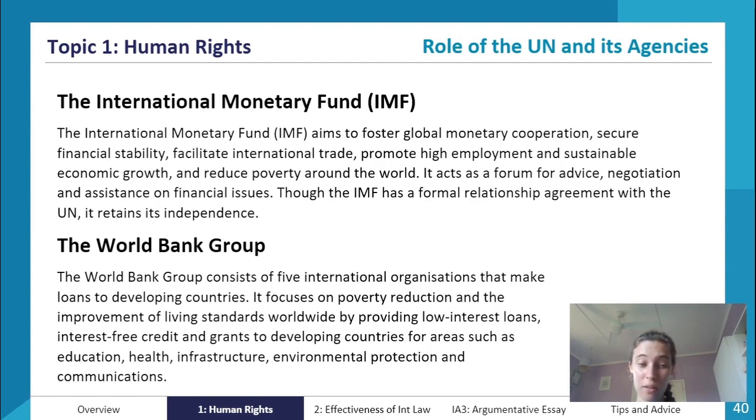And then also just grants as well, interest-free credit, things that the country doesn't have to pay back at all. And the things that those countries can use that money for, again, are all of those areas that relate to our fundamental rights. So we've got rights around education, health, communication, etc. So the World Bank Group is giving money to those countries so they can improve in those areas and therefore hopefully protect their people's human rights in those areas too.